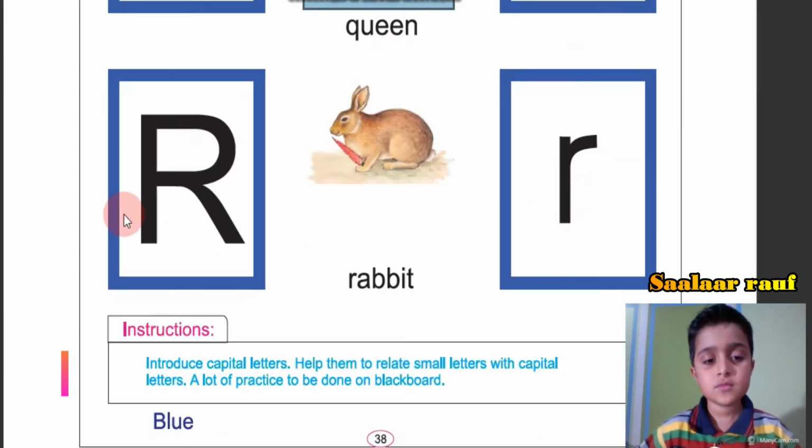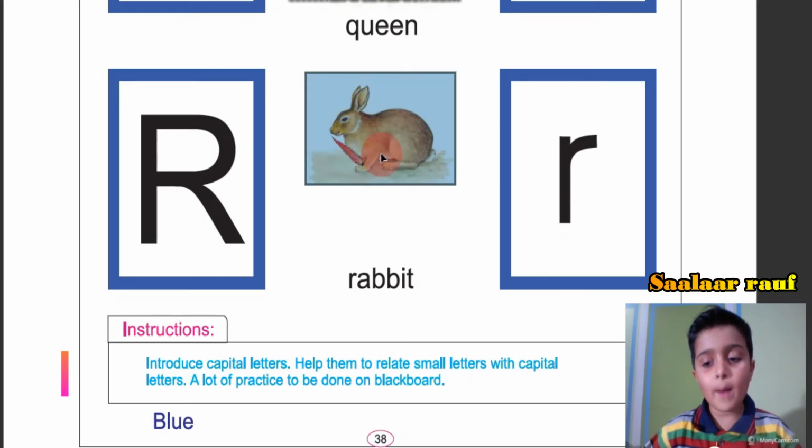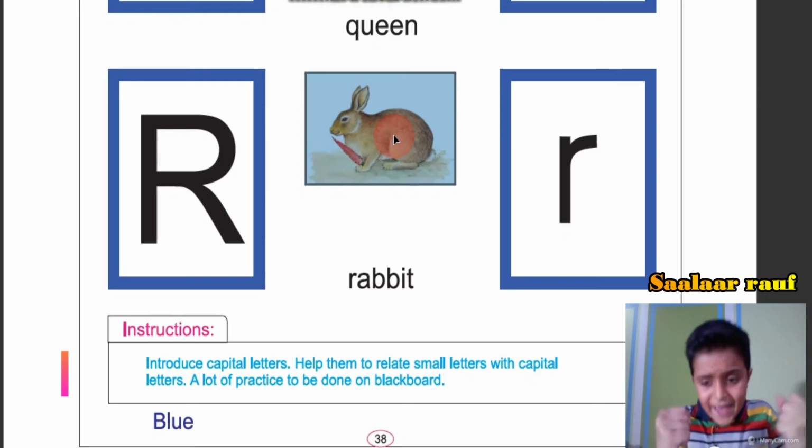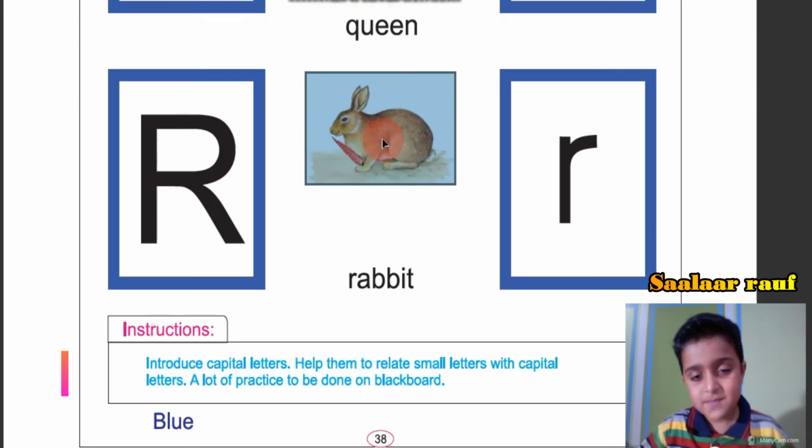We are coming now. This R for? R for rabbit. Rabbit को क्या कहते हैं? खरगोश. And what is written here? Smaller R. What is this R for? Rabbit.